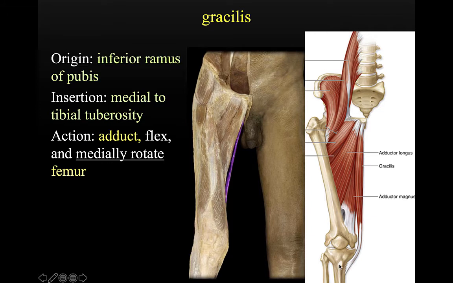So the action of this is the same as the other adductors, adduct and flex the femur. The difference is based on its attachment on the anterior side of the tibia as opposed to the posterior side of the femur, where the other adductors attach. This will cause medial rotation. But again, we're going to stick to adduction if you have to think about kind of the main job of this muscle.